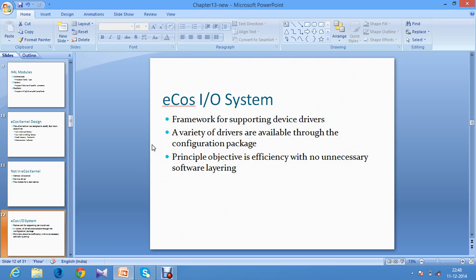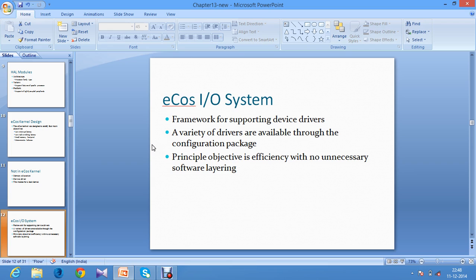eCos I/O system. The eCos input-output system is a framework for supporting device drivers. A variety of drivers for a variety of platforms are provided in the eCos configuration package. These include drivers for serial devices, Ethernet, flash memory, interfaces and various I/O interconnects such as PCI, Peripheral Component Interconnect, and USB, Universal Serial Bus. In addition, users can develop their own device drivers.